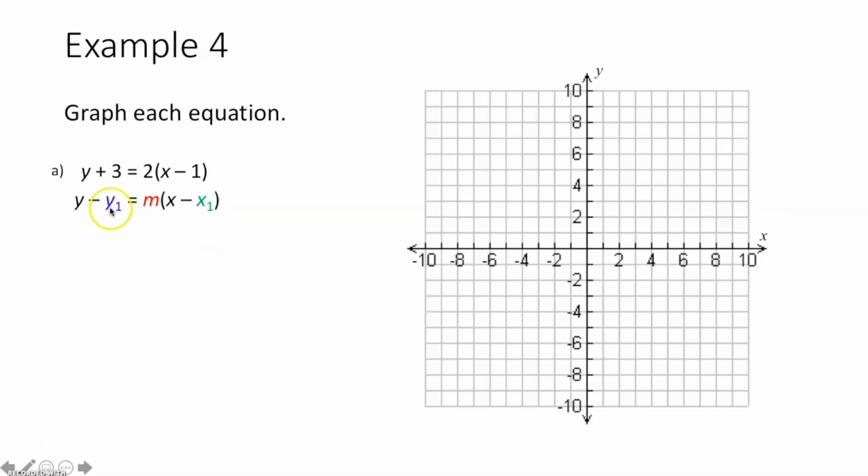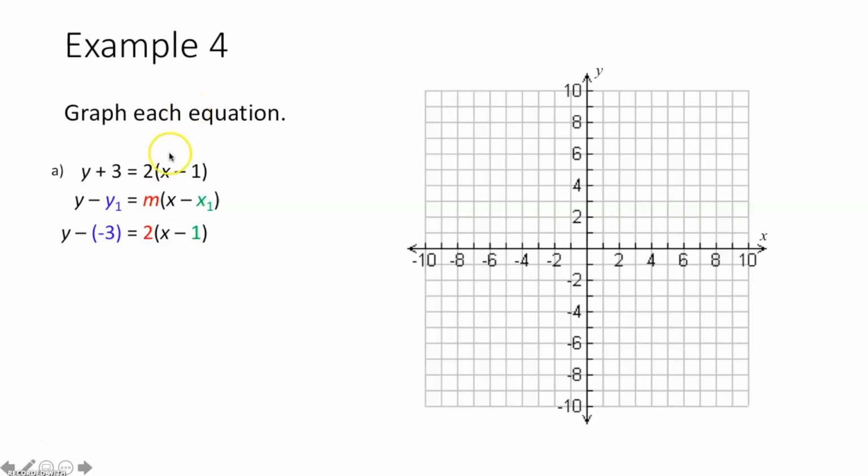Well, point slope form is y minus y sub 1 is equal to m times the quantity x minus x sub 1. And in this form, you see that our x sub 1 is going to be 1, our m is going to be 2, but oh, this is a plus. This is supposed to be a minus. So what does that mean? Well, it means our y sub 1 is actually negative 3. So our point then is going to be 1 comma negative 3, and our slope is going to be 2.